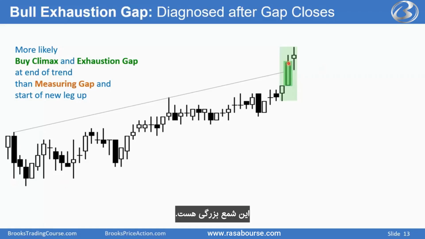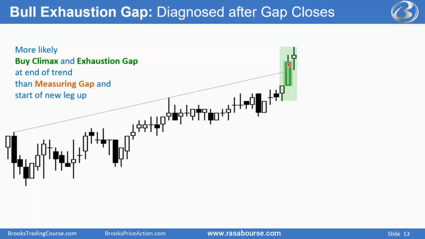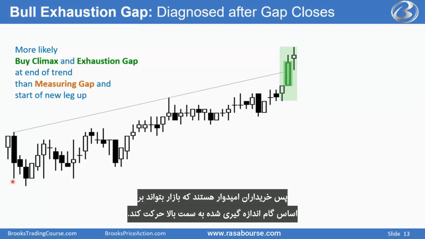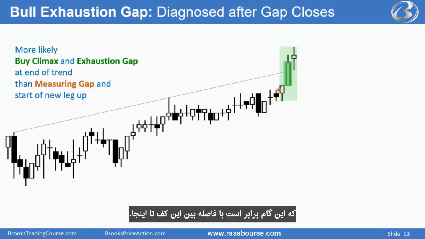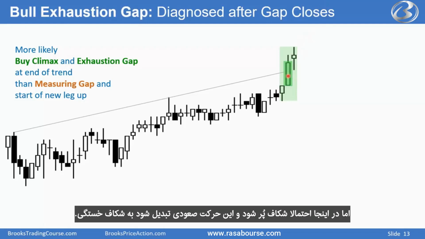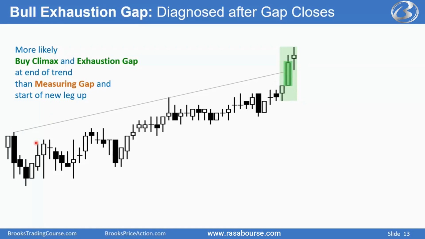It's a big bar. Every big bull body is a breakout, a spike, but it's also a buy climax. The bulls are hoping this gap between this low and this high, between this close and this high, will lead to a measured move up from here to here and then way up on the screen. More likely the gap is going to close and become an exhaustion gap, and this bar will therefore be an exhaustion gap bar.